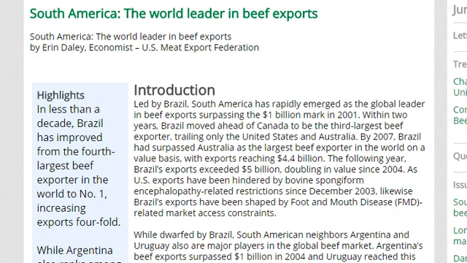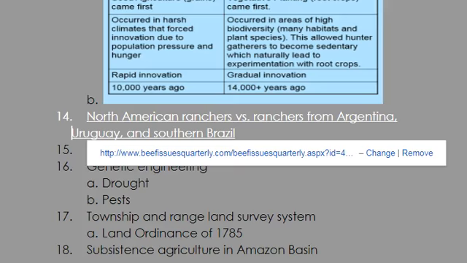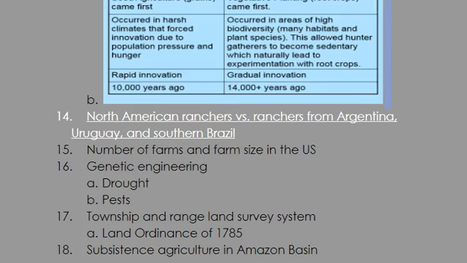So in beef exports, they actually surpassed the United States, even though the United States used to be right ahead of them. They've now gone ahead of us in South America. Okay.